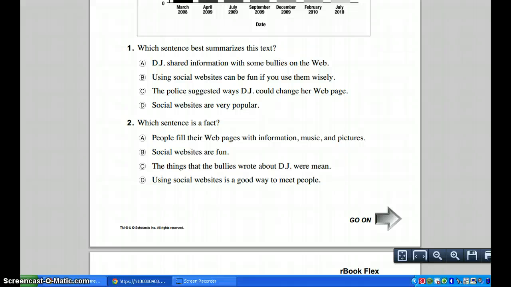Number 1 says, which sentence best summarizes this text? A, DJ shared information with some bullies on the web. B, using social websites can be fun if you use them wisely. C, the police suggested ways DJ could change her web page. D, social websites are very popular.